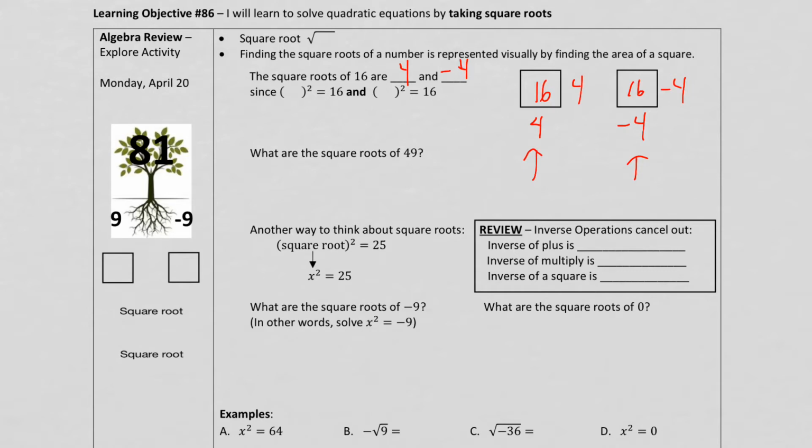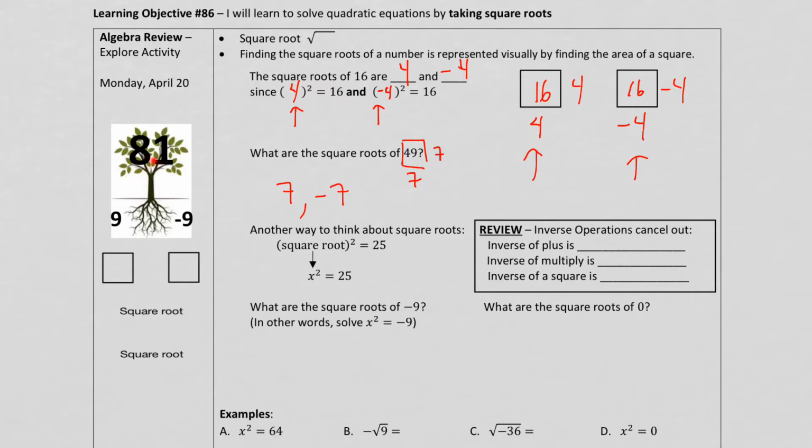I can also think of it in terms of a little equation. So here I could say that 4 squared is 16, and also the quantity of negative 4 squared is 16. So again, these are my square roots of 16. Now if I extend to the next question, what are the square roots of 49? Hopefully you can just see that 49 as a square is 7 by 7, so 7 would be a square root of 49, but also negative 7, because I can square that as well and get a positive 49.